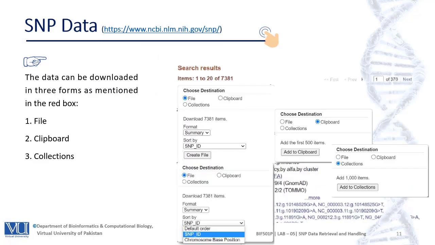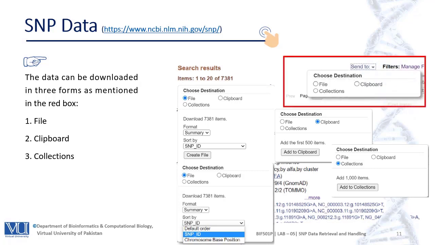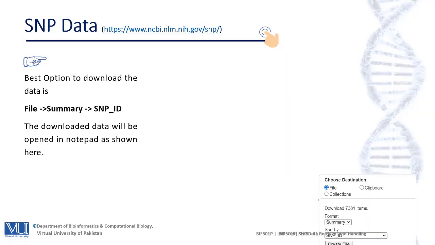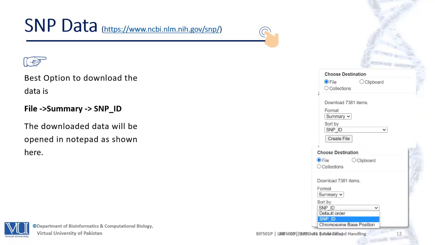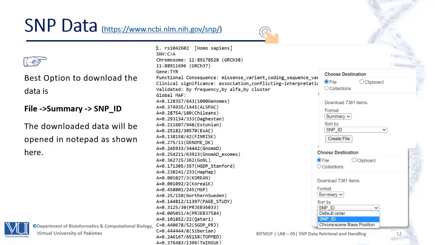The SNP data from the dbSNP database can be downloaded in three forms as mentioned in the red boxes. The first one is file, the second one is clipboard, and the third one is collections. The most recommended destination is file, in which we can get a summary of the data stored by SNP ID. So the best option to download the SNP data is file, summary, and then click on the SNP ID. The downloaded data will be opened in Notepad as shown here.